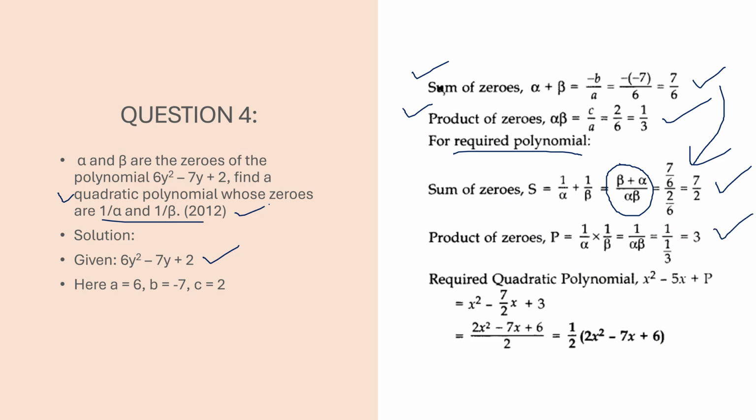So what is the required quadratic polynomial here? x squared minus (sum of zeros) x plus (product of zeros). That means x squared minus 7 upon 2 x plus 3. Once you calculate this equation, which is given in fraction form, you will get the final answer as half times 2x squared minus 7x plus 6. Hope this is clear to you.